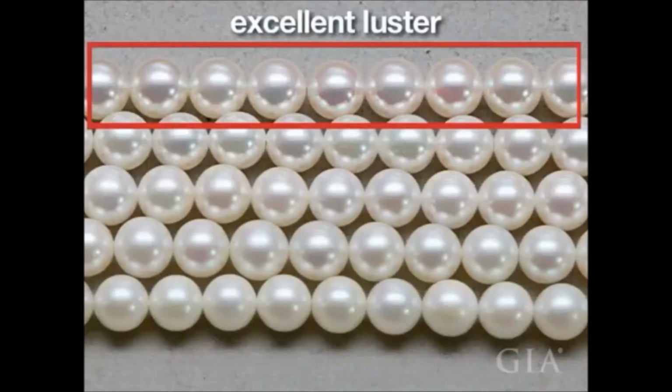You may also see a reflection of yourself in the pearls when you have a very high luster. And so you just want to look at the outline of anything that's being reflected and see how sharp it is. And with an excellent luster, you expect to have a very sharp outline with your reflections as well as brightness.